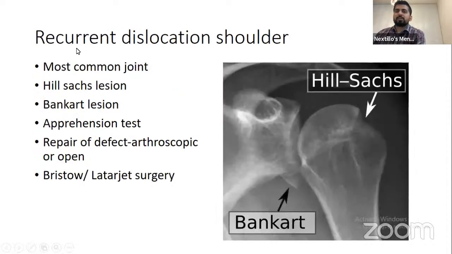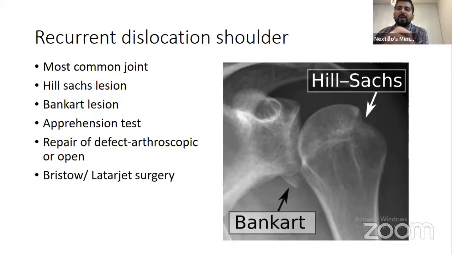Now, recurrent dislocation of the shoulder, as we were talking about: why does recurrent dislocation happen? When the shoulder gets dislocated, there are two common lesions which are seen associated with the dislocation. One is known as the Bankart lesion, and one is known as the Hill-Sachs lesion. Now, how to remember this is very confusing. H is Hill-Sachs and H is the humeral head. So remember that the Hill-Sachs is from the humeral head.